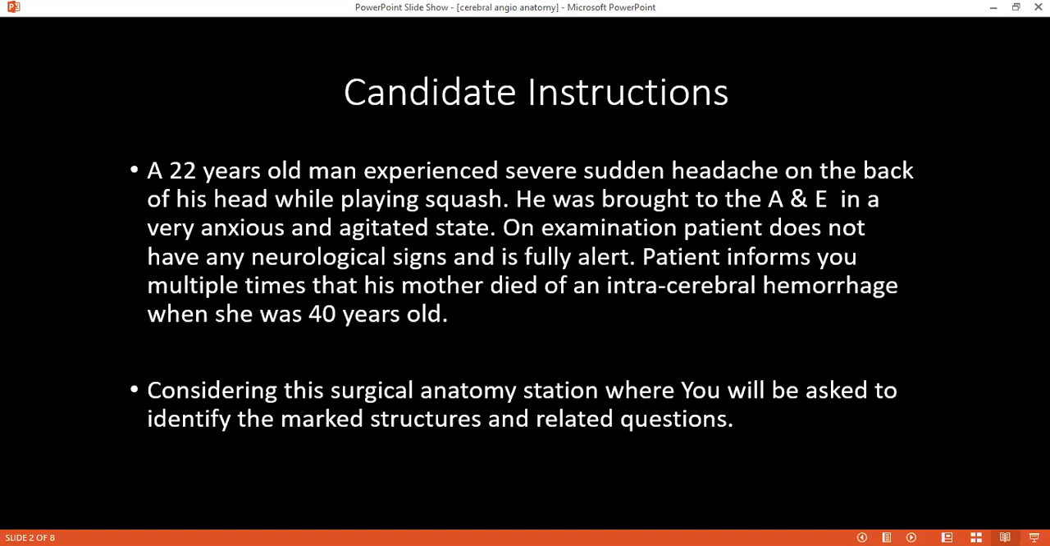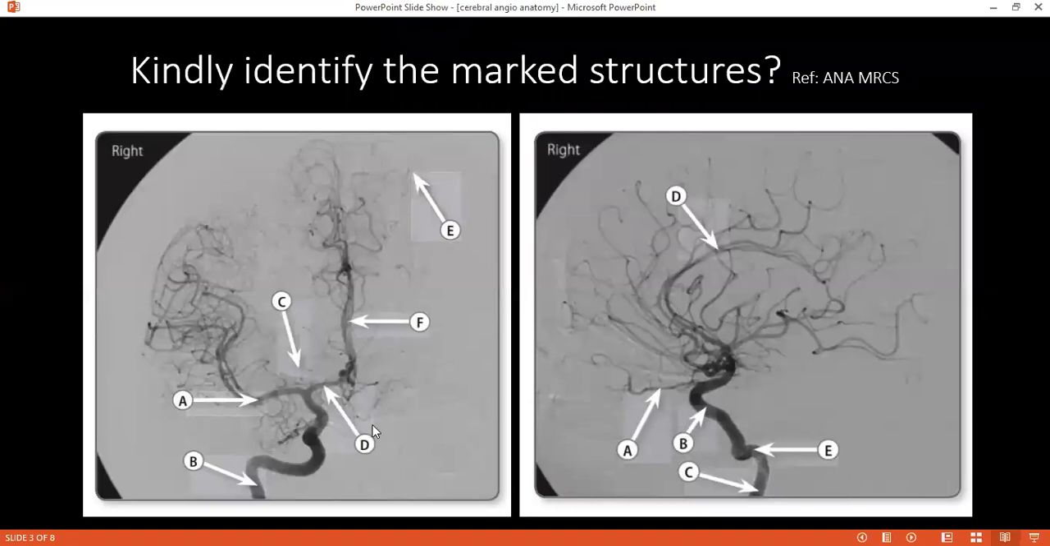Right. So if you have read and understood, considering this surgical and optional patient, kindly tell me if you can identify the structures, beginning with the left-hand side image. If you can identify all the structures, please.